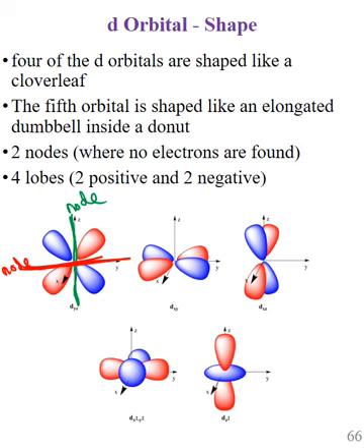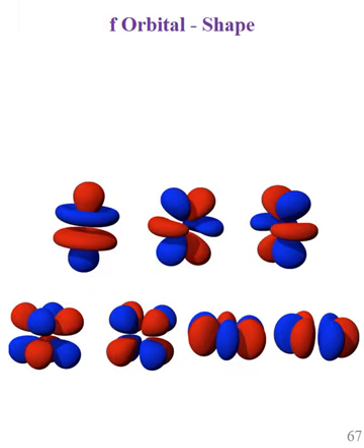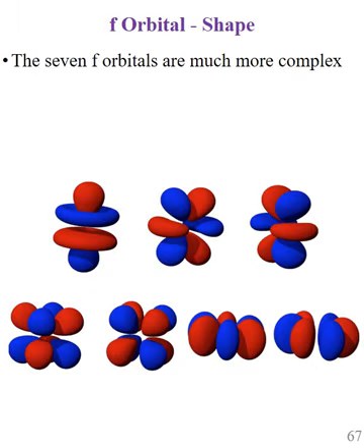Oh, and I should mention before I move on that the d orbital will have 4 lobes. You have 2 positives and 2 negatives. So you have a positive lobe here and a positive lobe there. Negative, negative. Okay, now let's talk about the f orbital.